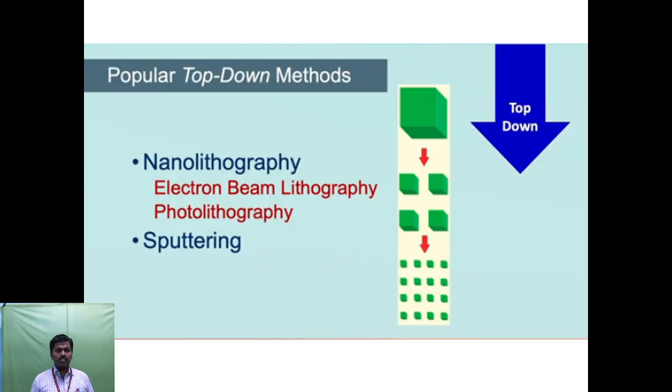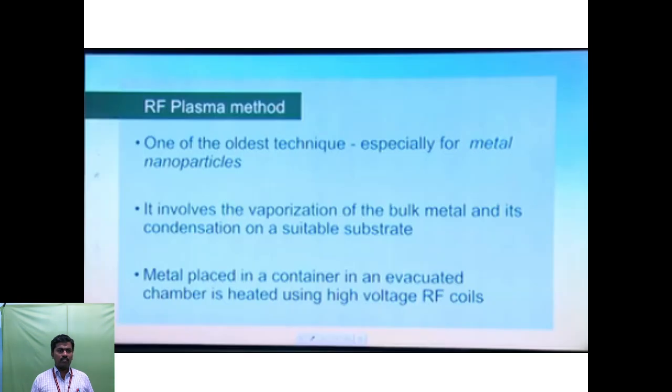So popular top down methods are nanolithography. There are two types of nanolithography: electron beam lithography and photolithography. Then sputtering, or the plasma method, is one of the oldest techniques, especially for metal nanoparticles. It involves the vaporization of bulk metal and its condensation on a suitable substrate. So metal placed in a container in an evacuated chamber is heated using a high voltage RF coil.